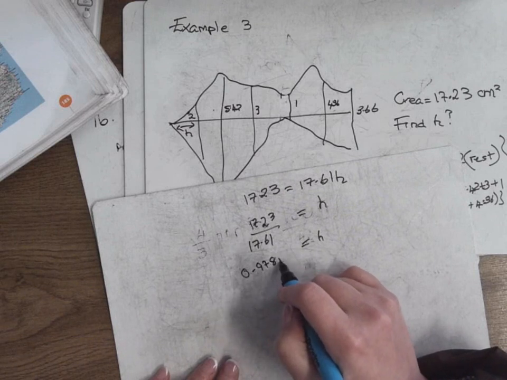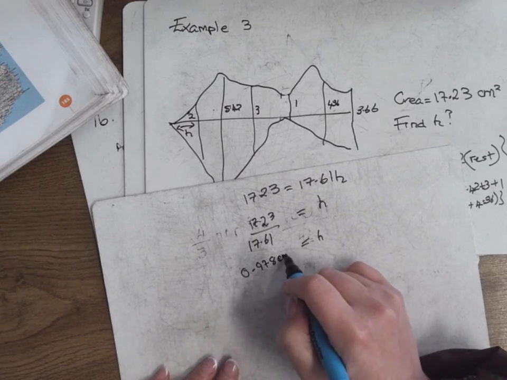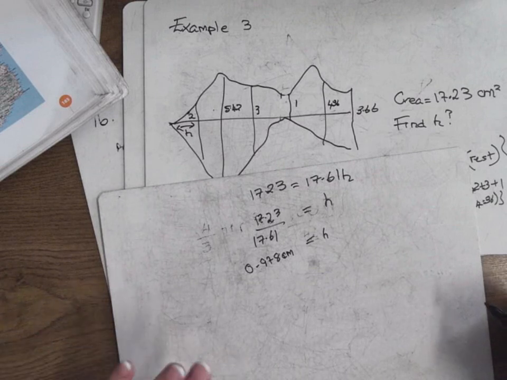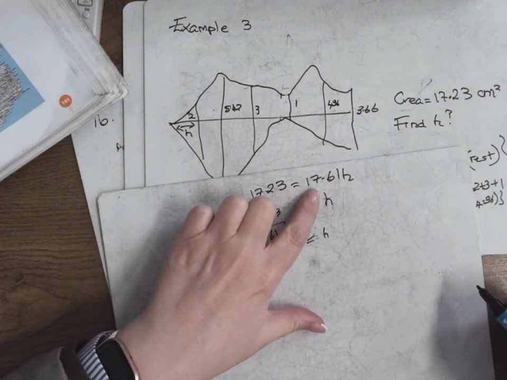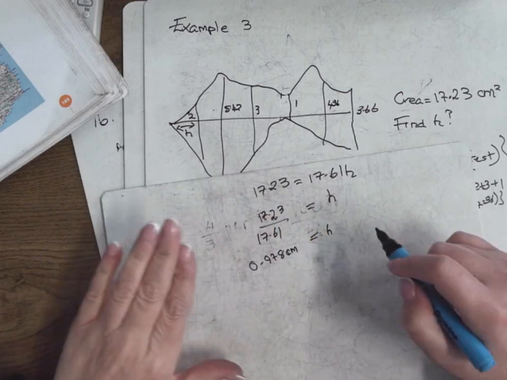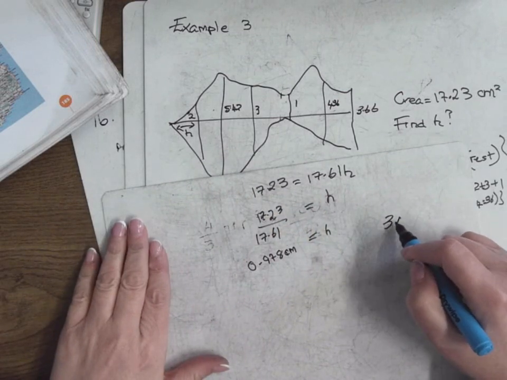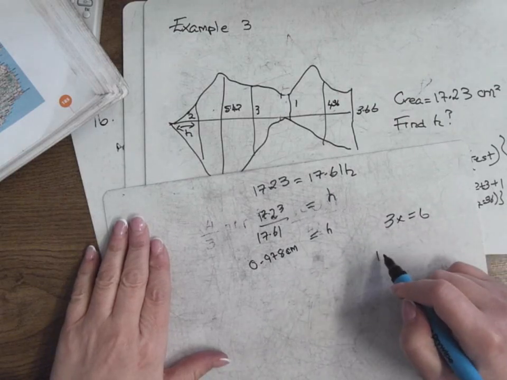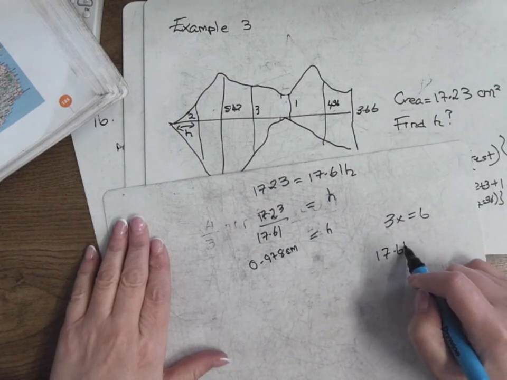0.978 centimeters. Is that okay? So just one working backwards. Right, pretty straightforward, yeah? Are we good? Yes? Here I just divided by 17.61. So it's like 3x equals 6 written backwards, and you divide by 3, yeah? Okay, so it was 17.61.